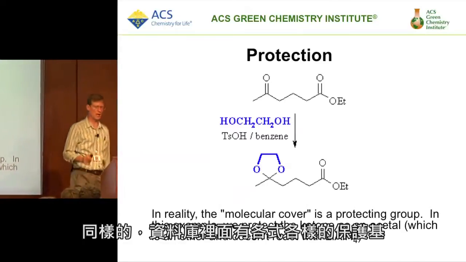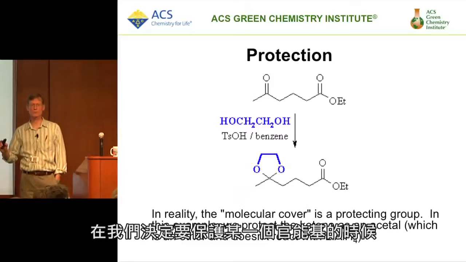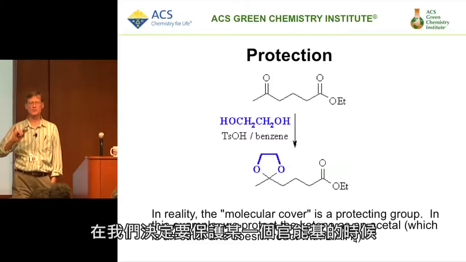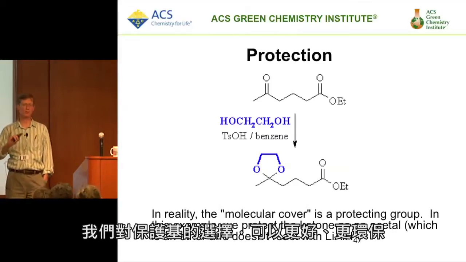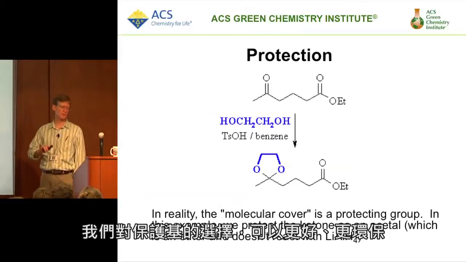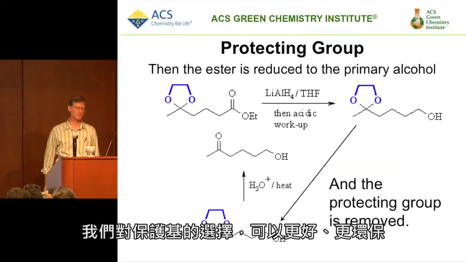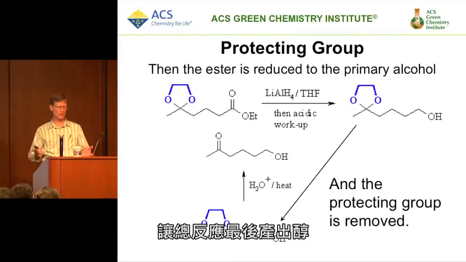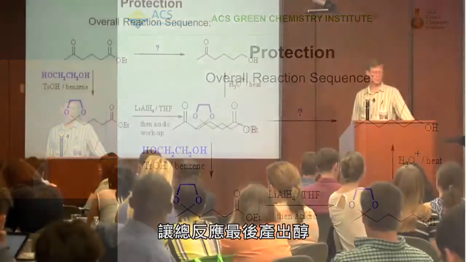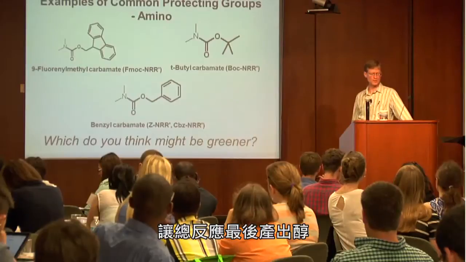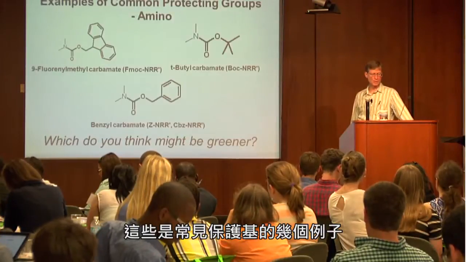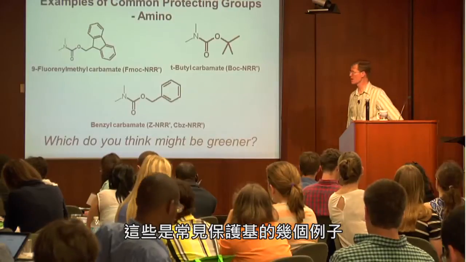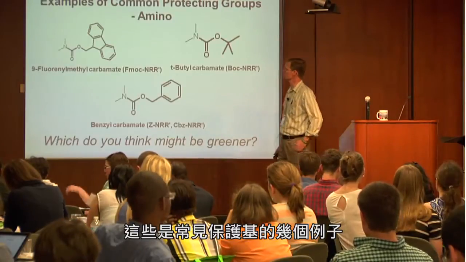Again, there are whole libraries of protecting groups. So in our decision to protect a group, we can be better or greener in which choice we make for the protecting group. And then the overall reaction ends up with the alcohol. So these are a few examples of common protecting groups.